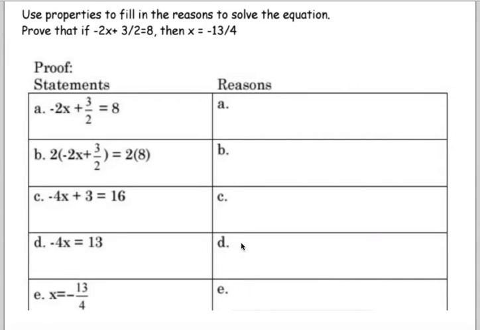So we're going to start with some algebra proofs as we start to do proofs, so that you can link it to some prior knowledge that you have. As we do an algebra proof, the equation is given to us.